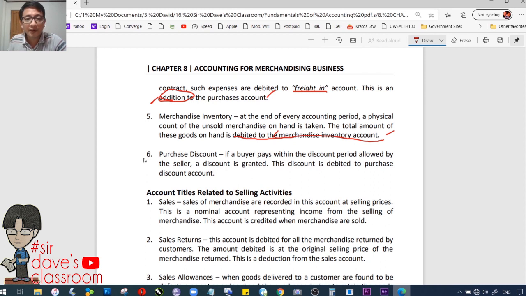Number 6, purchase discount. If a buyer pays within the discount period allowed by the seller, a discount is granted. This discount, konting correction, must be credited to the purchase discount account. Okay? So forgive this. This is simply a typographical error, a matter of copy and paste, tsaka hindi napalitan. So, pasensya na. This must be credited and not debited.